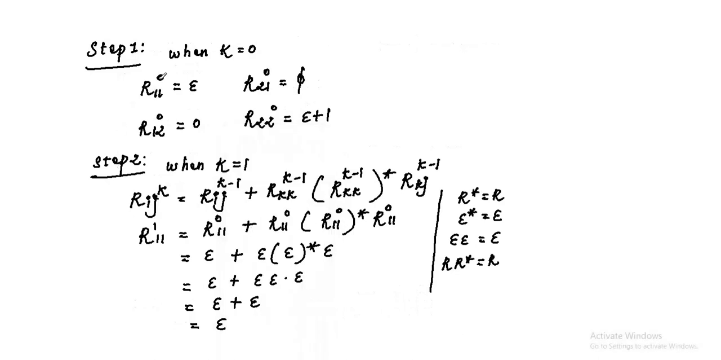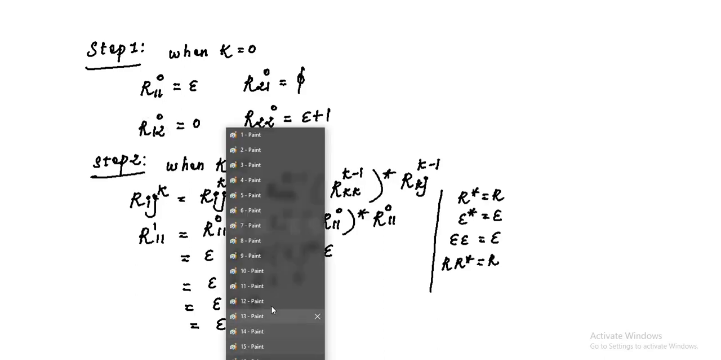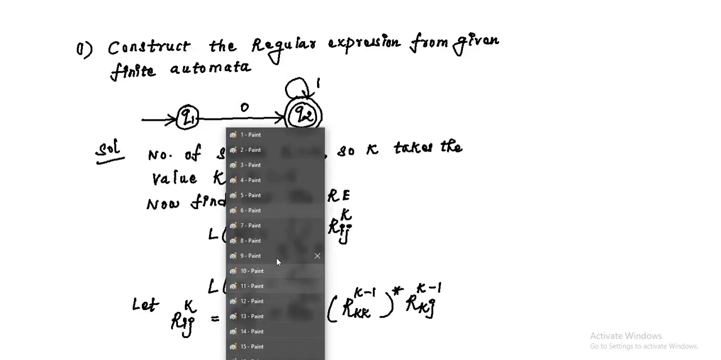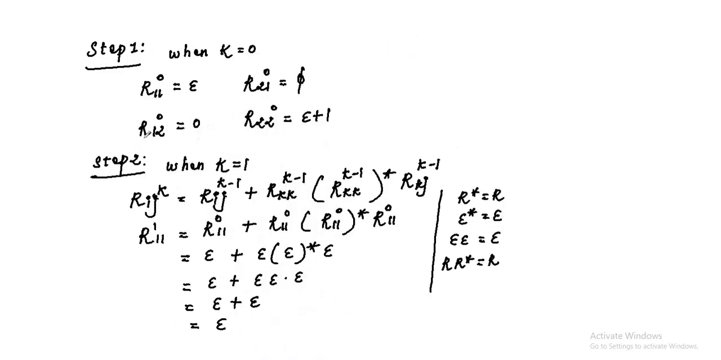So R11 raised to the power 0 is epsilon. Then the next combination is R12 raised to the power 0. Look at the transition diagram. R12 has a transition on 0, then we need to include 0 here. So R12 raised to the power 0 equals 0.